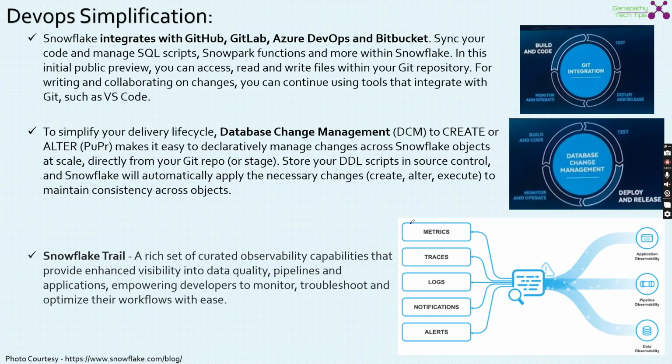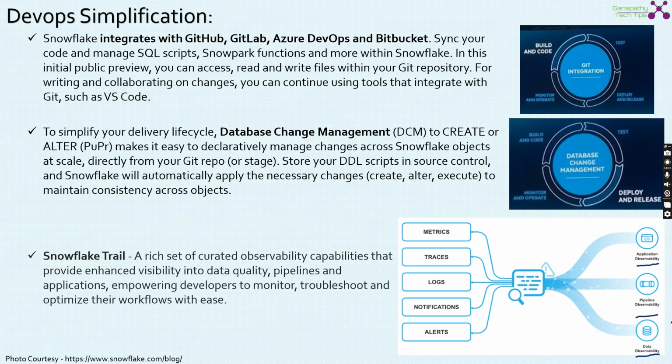And another good thing is the Snowflake trail. This is all about the telemetry data. So whatever the metrics, traces, logs, notifications, alerts, everything can be managed and operated in a centralized place, which we call Snowflake trail, which is very helpful for application observability, pipeline observability, and also for data observability. These are all the various observability problems which are currently there in the industry.